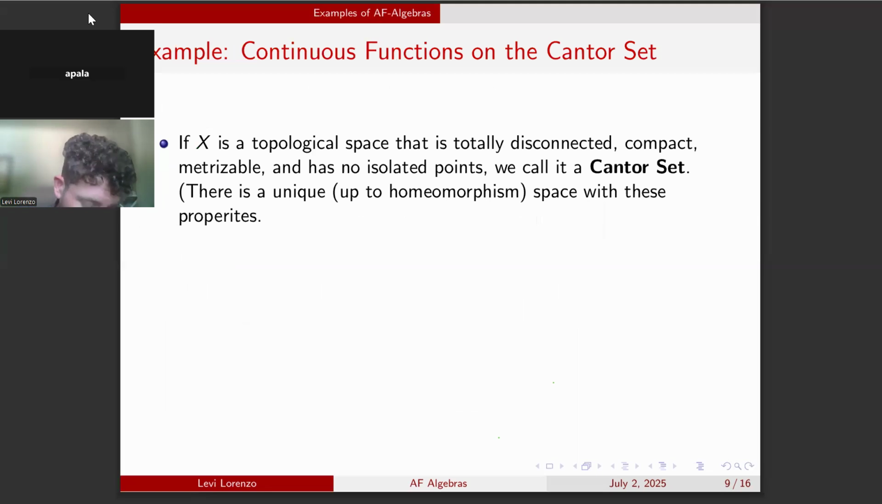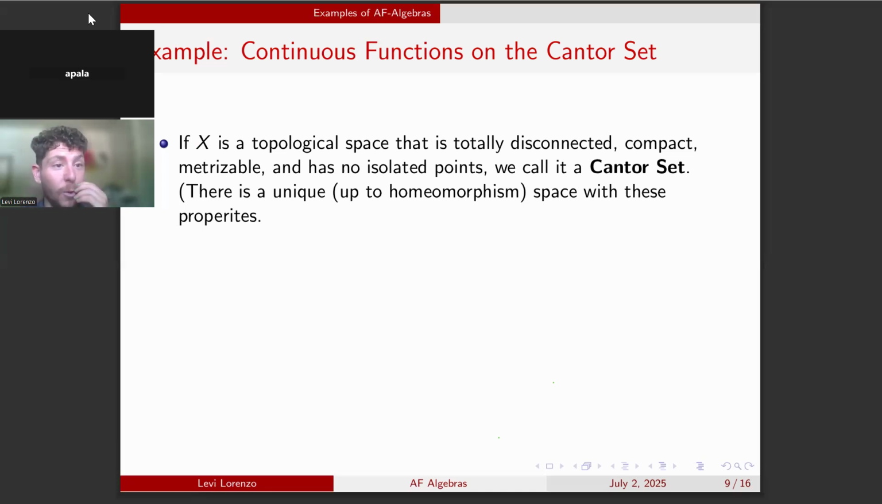So let's look at an example of an AF algebra. And this is probably my favorite AF algebra, because I like working with dynamical systems and crossed products, and dynamical systems acting on the Cantor set. This nice example is a commutative C-star algebra: the continuous functions on the Cantor set. We call a space a Cantor set if it is totally disconnected, compact, metrizable, and has no isolated points. And we say the Cantor set because there is a unique space up to homeomorphism that satisfies these properties.